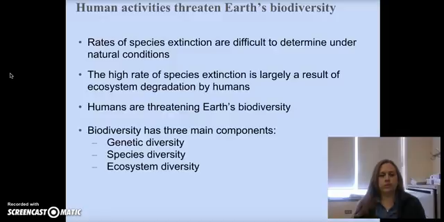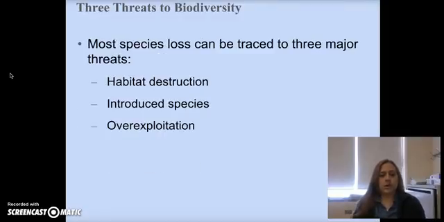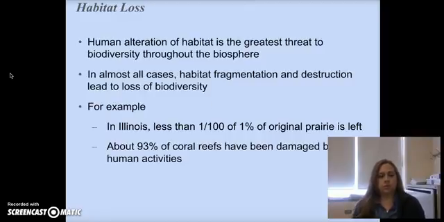And when we talk about biodiversity, we are going to be talking about three main components. So genetic diversity, so the diversity within the genomes of all of the individuals of a species, species diversity, and then ecosystem diversity. Three major threats to biodiversity are going to be habitat destruction. So when we go in and we build a city, or even just building a single road destroys habitats. When we introduce new species into an area, and then overexploitation. So when we remove individuals from an ecosystem to the point where we drive them towards extinction.